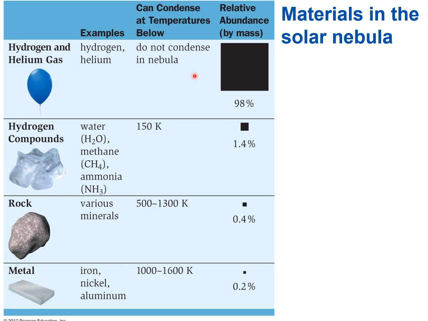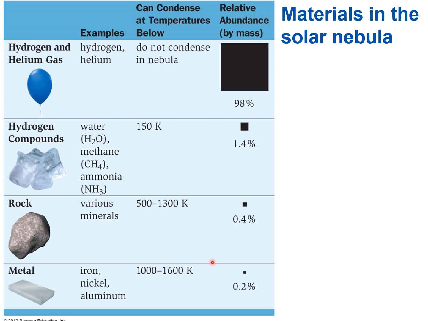And so most of the solar nebula, the hydrogen helium gas, 98% of it did not condense in the nebula. It takes very, very cold temperatures, very close to absolute zero. So they just never got that cold to condense. Hydrogen compounds will condense at very, very cold temperatures, so 150 Kelvin. So on the next slide, we're going to look at regions of the solar system where it was cold enough away from the sun for hydrogen compounds to condense, and it became the material of planets.